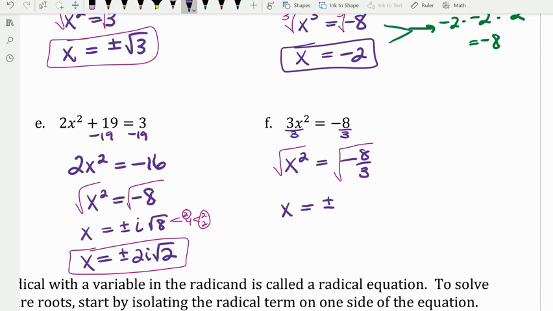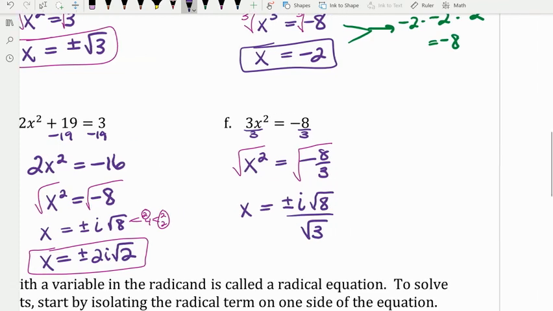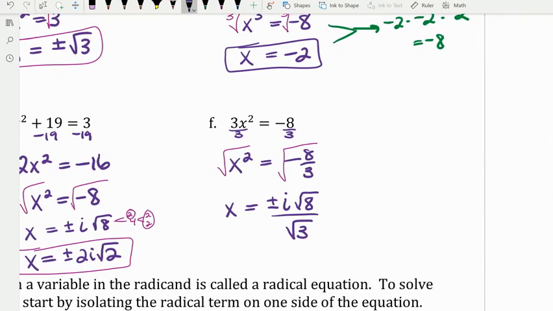We have a negative in there, so I'm going to go ahead and pull out the i. And then remember when it's a fraction, you can split this. So I'm going to put radical 8 on the top and then radical 3 on the bottom. Then we can do a couple things here. We can simplify the radical 8 on the top. Move up here with more room.